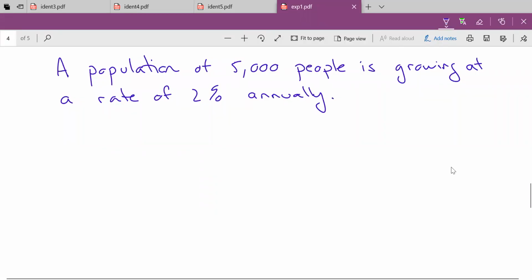Now, the last thing we want to look at here is, again, the purpose of this is to look at the applications of this. A normal application is talking about population curves. So we'll talk about people here. We'll get a lot of questions about bacteria. So the question says there's a population of 5,000 people growing at a rate of 2% annually. We're going to write the function for this.